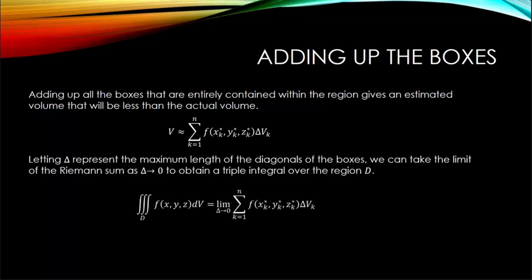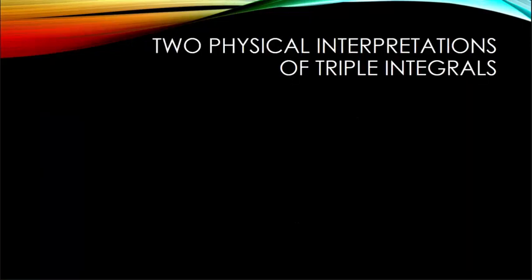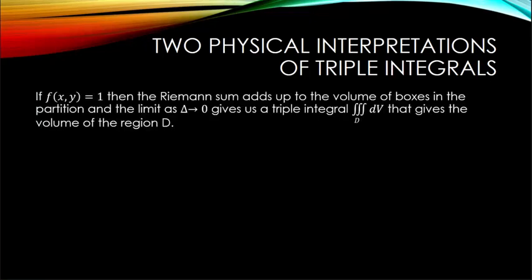This triple integral over the region D of f of x, y, z dv is equal to the limit as delta approaches 0 of the sum from k equal 1 to n of f of x sub k star, y sub k star, z sub k star times delta v sub k. There are two physical interpretations for a triple integral. If f of x, y, z is equal to 1, then the Riemann sum adds up to the volume of boxes in the partition, and the limit as delta goes to 0 gives me the triple integral over the region D of dv, which gives me the volume of the region D.